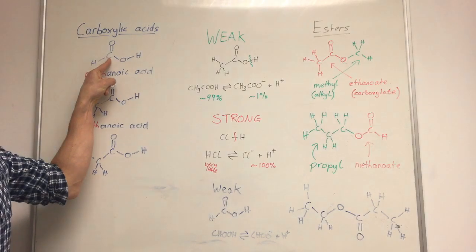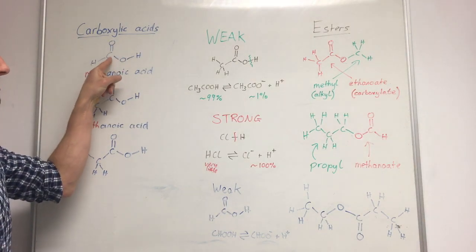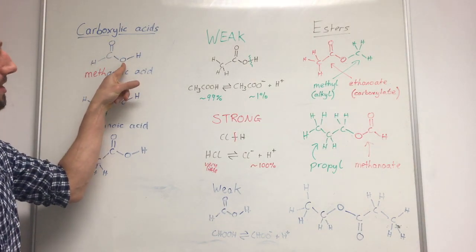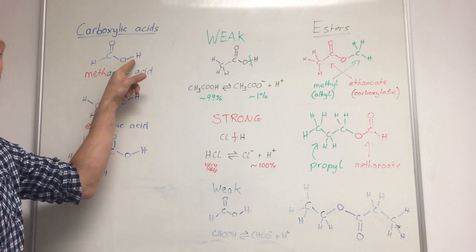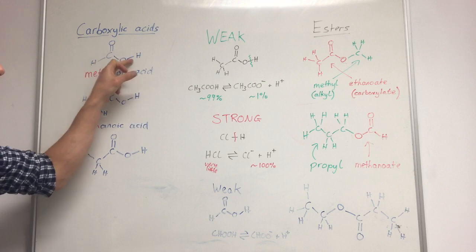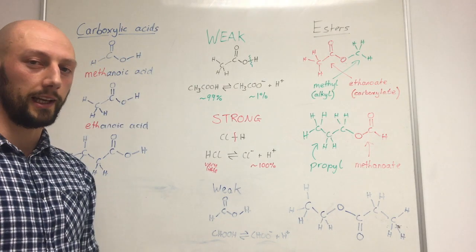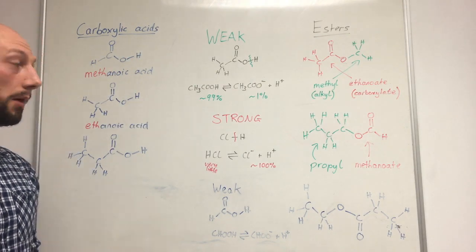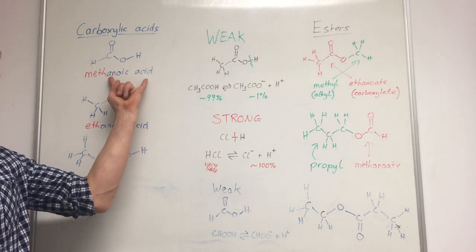We have a carbon atom double bonded to an oxygen atom. It's also single bonded to an oxygen which is bonded to a hydrogen. We call this OH sometimes. So whenever you see carbon double bonded to oxygen and bonded to OH, you know you have a carboxylic acid molecule. We name carboxylic acids with the suffix anoic acid.